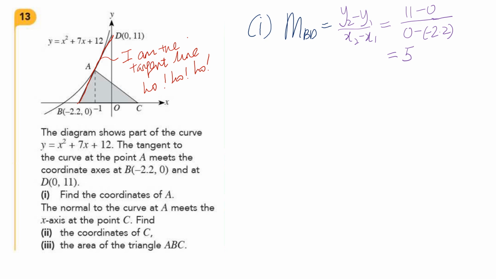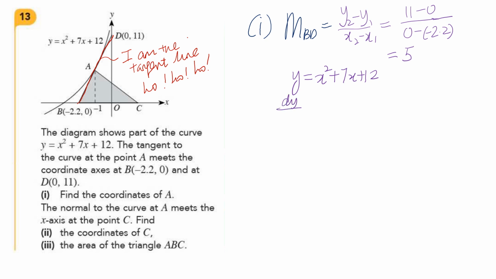And how do I go about finding A? So this 5 is actually the gradient of your tangent line. It's the gradient of BD, and BD is a tangent line. So we need to fall back to our derivative. Given y equals x squared plus 7x plus 12, this question is similar in concept to the question earlier on for finding the coordinates of point Q. It's the same concept. You get the gradient, you get the derivative, you equate the derivative to your gradient.